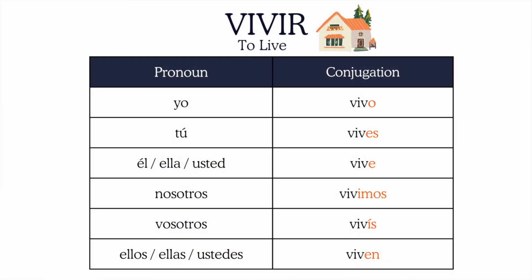Finally, we have our IR endings, like vivir, to live. And I would do the same again. Yo vivo. I live. Tú vives. Él, ella, usted vive. Nosotros vivimos. Vosotros vivís. Ellos viven.